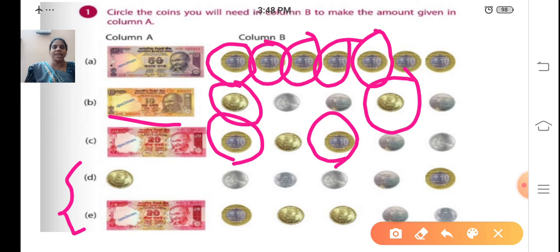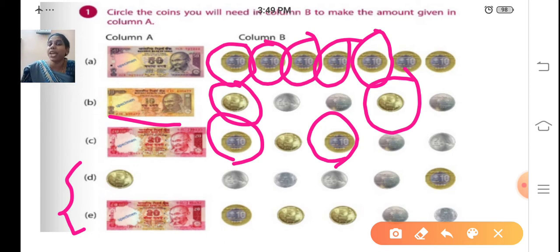So in column A they have given some notes, okay, and in column B some coins. We are going to match exactly. We are going to circle how many coins we need. So first sum is 50 rupees. So how many coins do we have to circle? Yes, 5 10 rupee coins. So 10, 20, 30, 40, 50.